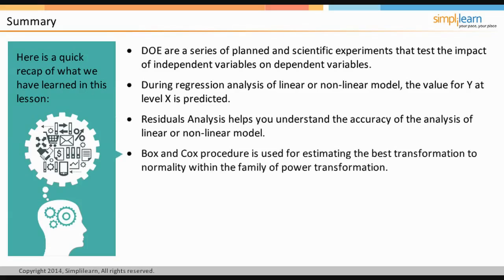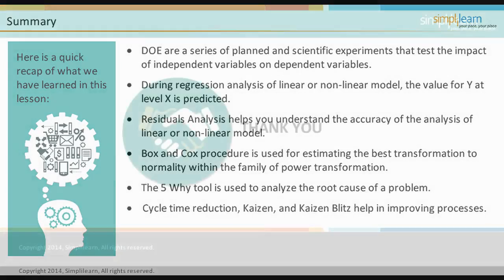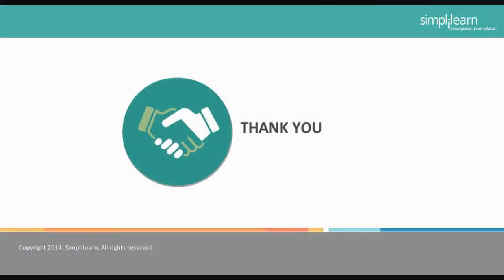BoxCox procedure is used for estimating the best transformation to normality within the family of power transformation. The 5Y tool is used to analyze the root cause of a problem. Cycle time reduction, Kaizen, and Kaizen Blitz help in improving processes. With this, we have come to the end of this lesson. The next lesson will focus on the control phase.